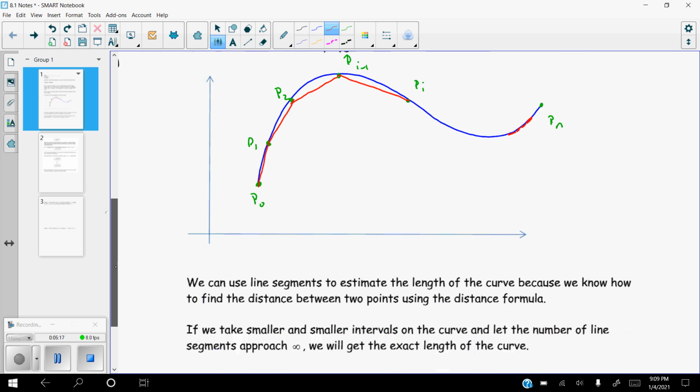So we know how to find the distance between 2 points, and that's ultimately what we're going to do. So we can use line segments to estimate the length of the curve because we know how to find the distance. Again, if we take smaller and smaller intervals on the curve, and then we let the number of line segments that we've created approach infinity, we're going to get the exact length of the curve. And that's exactly what we're going to do.